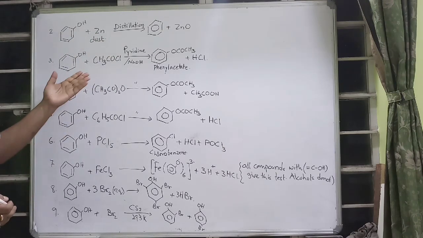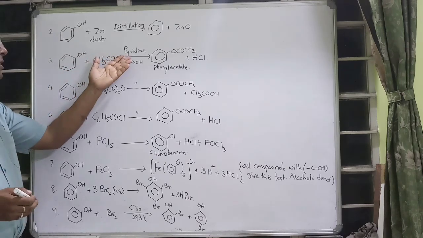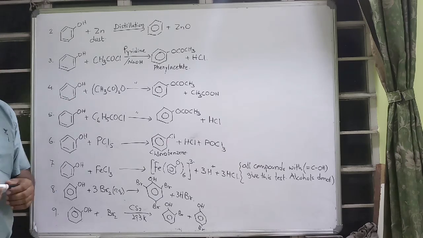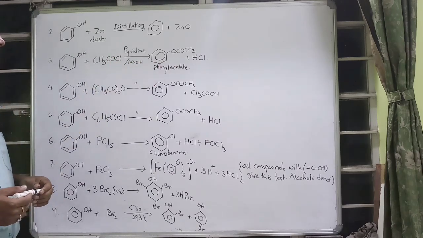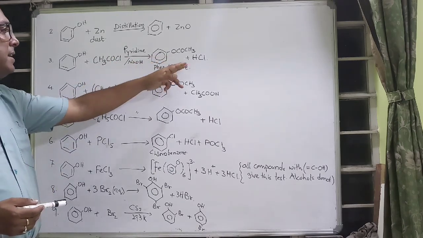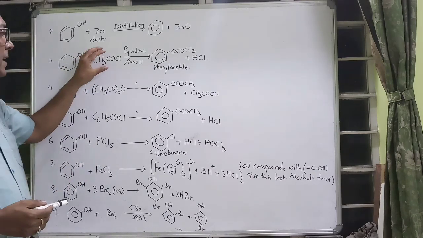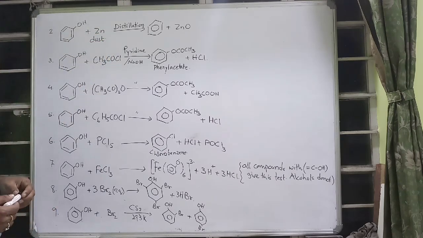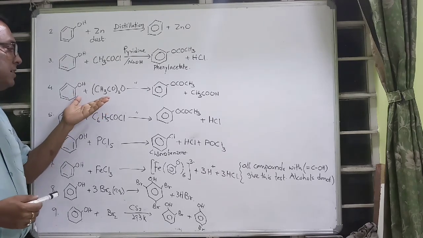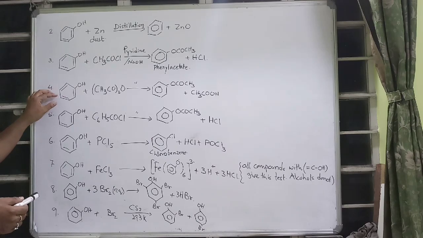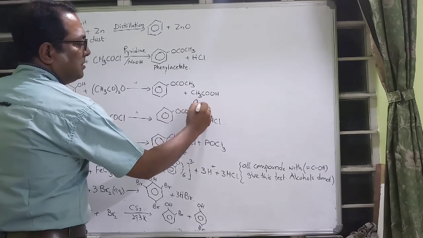We can also use acetyl chloride with phenol. We have to react it in the presence of pyridine or sodium hydroxide. We get phenyl acetate and hydrochloric acid. So when we treat phenol with acetyl chloride in the presence of pyridine or sodium hydroxide, we get phenyl acetate and hydrochloric acid. If you use acetic anhydride with phenol, you get phenyl acetate, and together with it acetic acid.